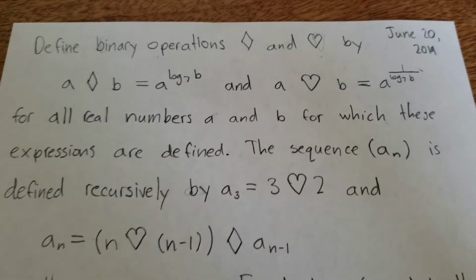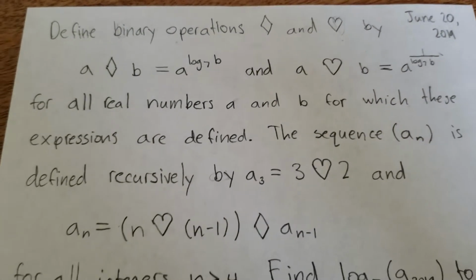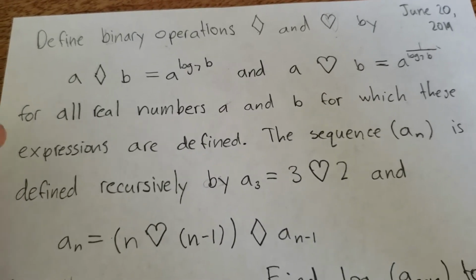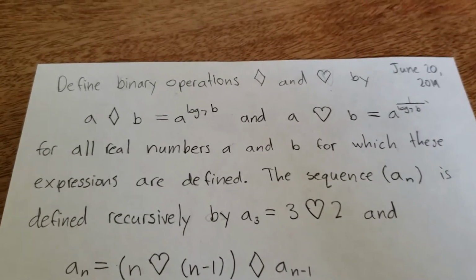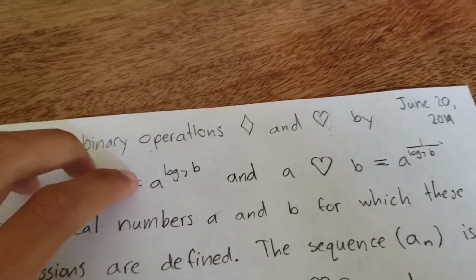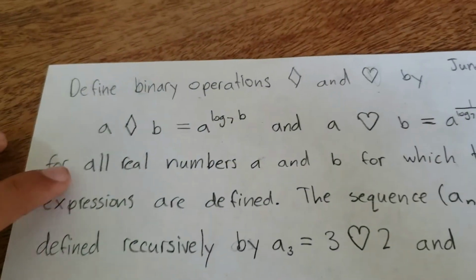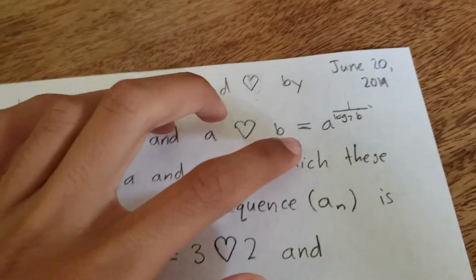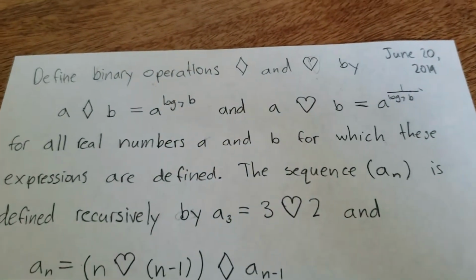So let's not get intimidated and let's just get through this problem, and we'll soon see that a lot of these words are just fancy math terminology, and it's really asking us for something pretty simple. So it's defining binary operations, diamond and heart. By a diamond b is a to the log base 7 of b, and a heart b is a to the 1 over log base 7 of b.